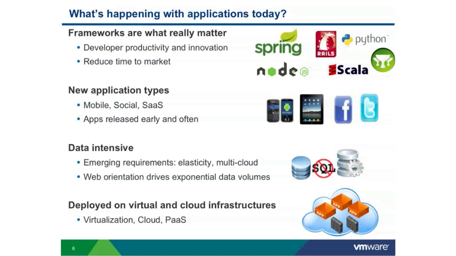You get new application types: mobile, social, software as a service. You need to release your applications much more frequently and much faster. Data intensive. I assume you're all familiar with this notion of big data and fast data, and having requirements for elasticity and no schema. So you need a NoSQL requirement. And you need to deploy it on virtual, physical, or cloud infrastructure. So a lot of things are changing for developers building applications.